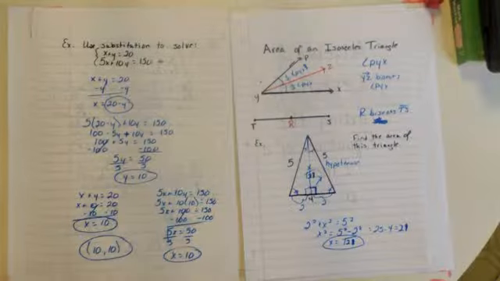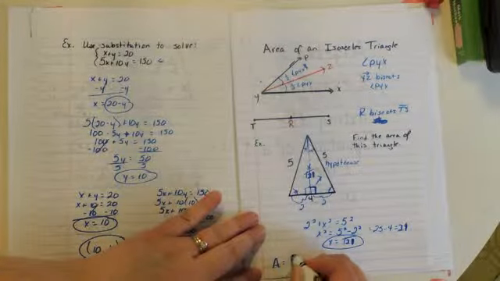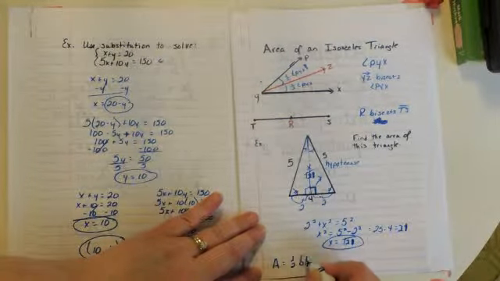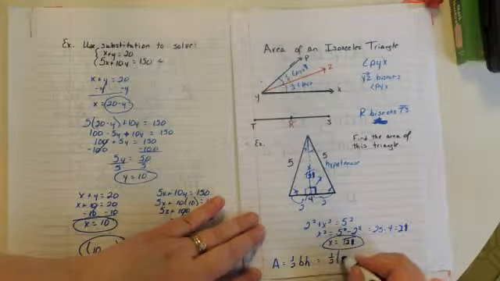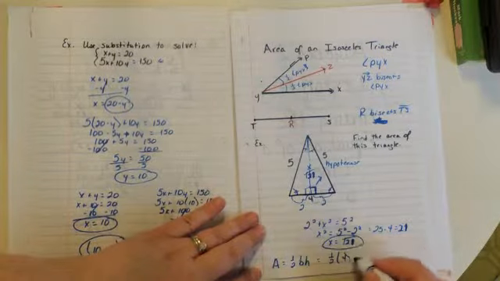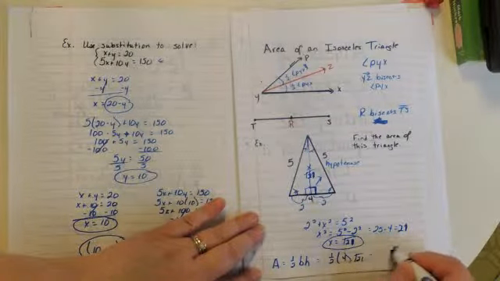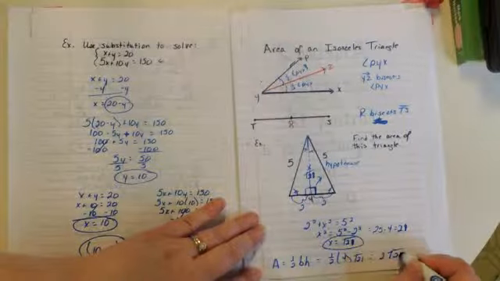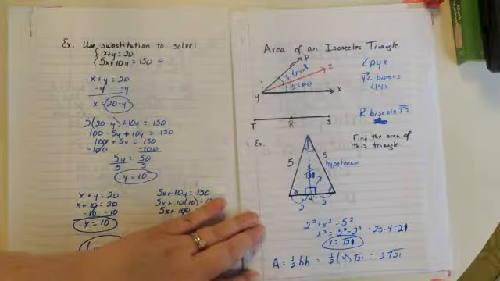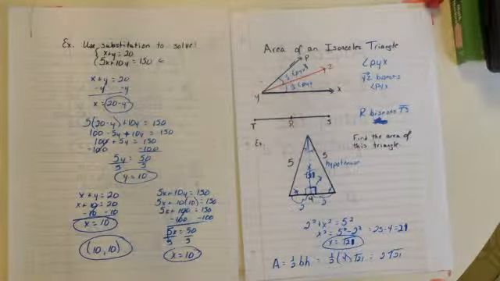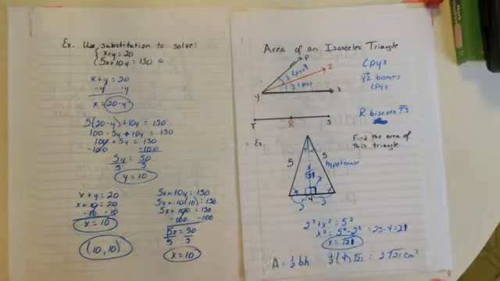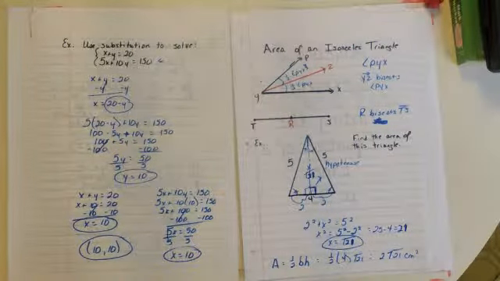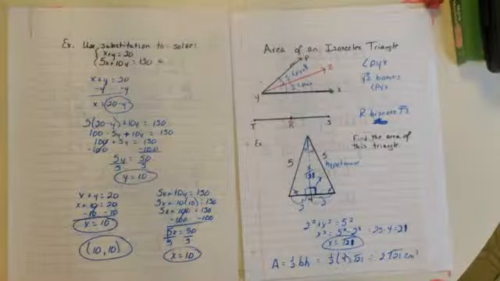The area equals 1/2 base times height, which is going to equal 1/2. The base was 4, and the height is the square root of 21. So this equals 2 times the square root of 21. Half of 4 is 2 times the square root of 21. And if this triangle was measured in centimeters, it would be centimeters squared. So that's the area of the triangle.